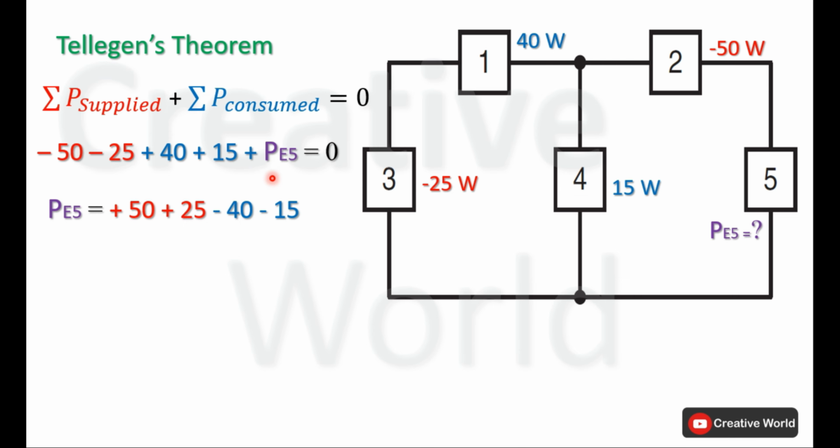Rearrange the equation to separate the variable from constants and do some mathematics to calculate the power of element 5, that is 20 watt. Here the power magnitude of element 5 is positive, so this element 5 will be absorbing power of 20 watts. So this was the last question of chapter 1.